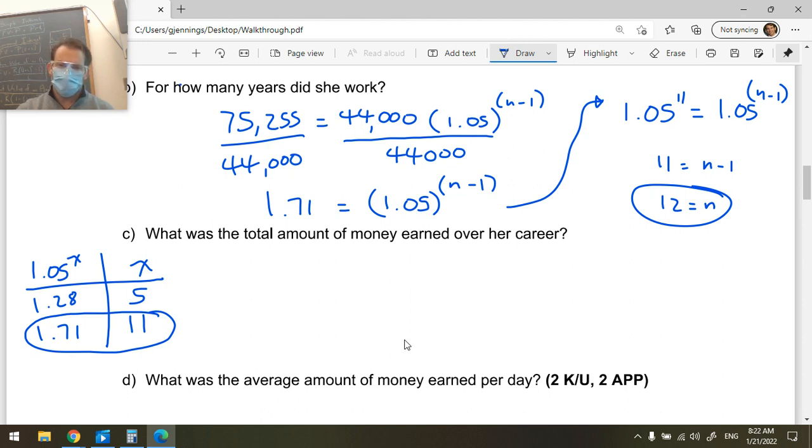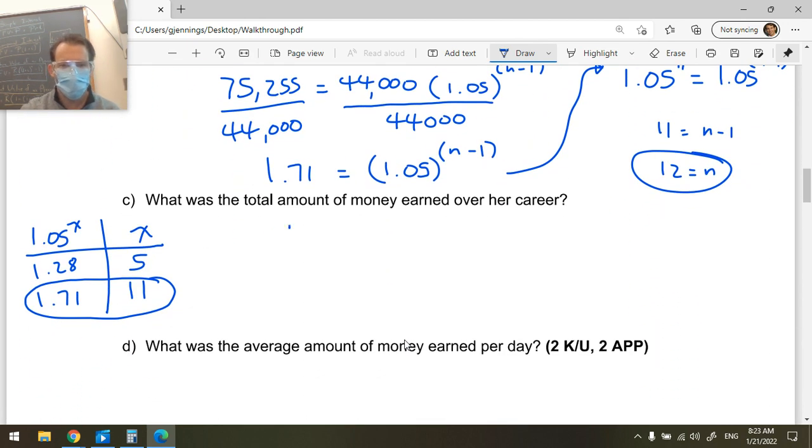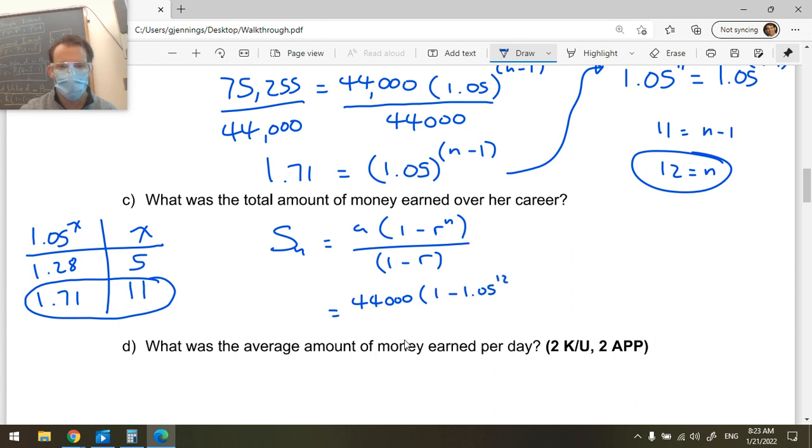What was the total amount of money she earned over her career? So we have to add up all 12 years of her salary. Let's do that with a geometric series. So I'm going to write S of n is equal to a, the first term, multiplied by 1 minus r to the n, all divided by 1 minus r. All right. So we'll notice that this works out to a was the money that she earns in her first year, $44,000, multiplied by 1 minus 1.05 raised to the 12, because n is 12, all divided by 1 minus 1.05. This I can punch on my calculator.